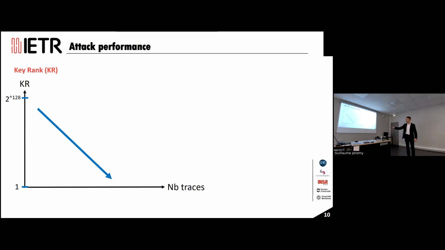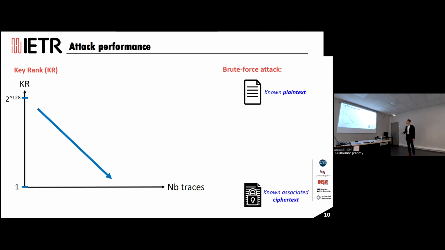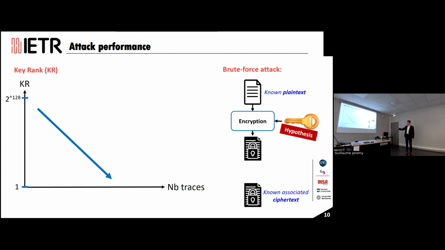But if it is not, it is still possible for an attacker to test multiple hypotheses and check if one hypothesis on the secret key is correct or not. To do that, we use a brute force attack. In a brute force attack, we make the reasonable hypothesis that the attacker knows at least one plaintext from the victim and the associated ciphertext. Then, to test if one hypothesis of the secret key is true or not, we encrypt the plaintext, we get a ciphertext, and we check if this ciphertext equals the one from the victim. If it does, it means that the hypothesis corresponds to the correct value of the secret key.